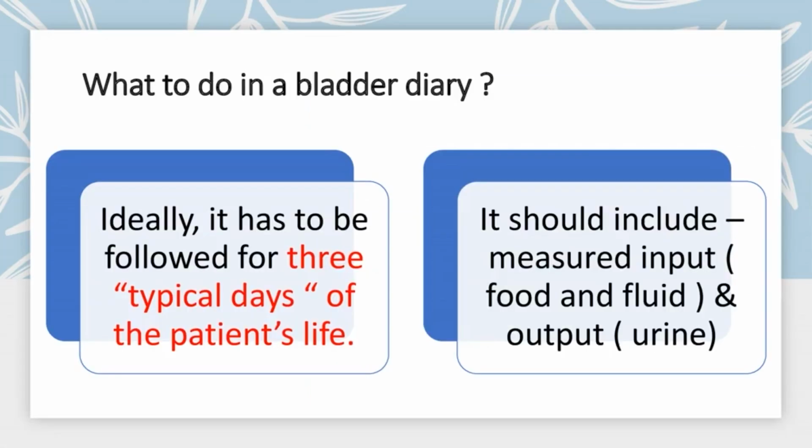So in the Bladder Diary, basically we need an input-output charting by the patient. Everything that she takes, food and fluid, has to be documented along with the time and the amount. And basically, after a lot of hue and cry, it has been decided that the most effective bladder diary would be the one in which the patient gives us the entire document of her 3 typical days of life, like 3 routine days of life.